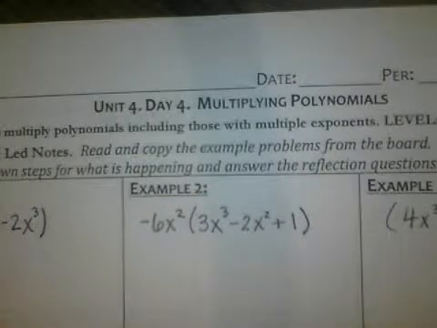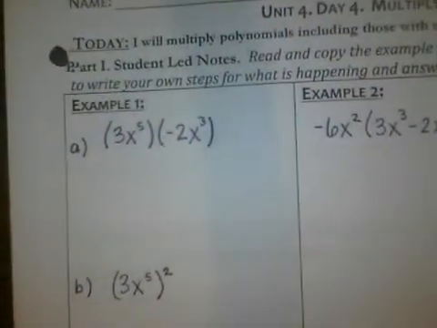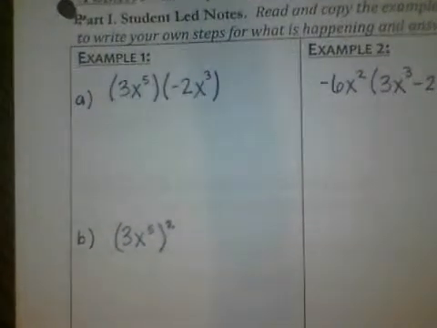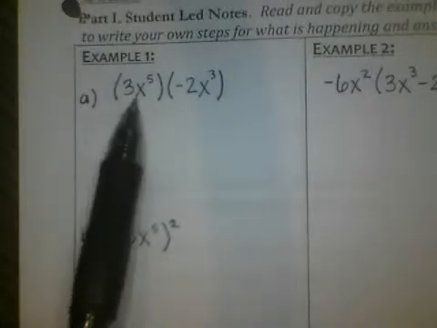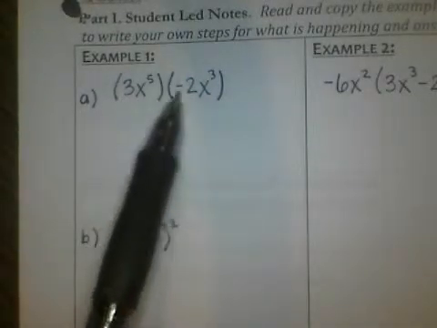Today's topic is multiplying polynomials, and we'll start actually with two examples because multiplying polynomials is all based on your understanding of exponents. So the simplest polynomial multiplication problem I can give you is if we were to multiply two monomials. These are monomials because they each have one term.